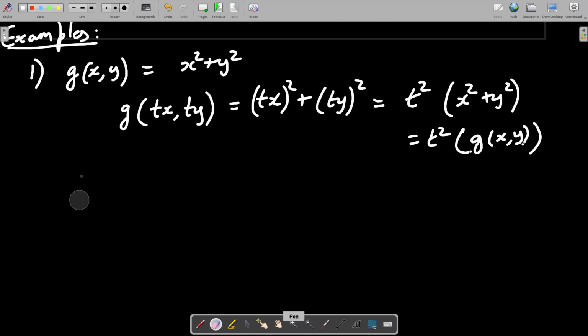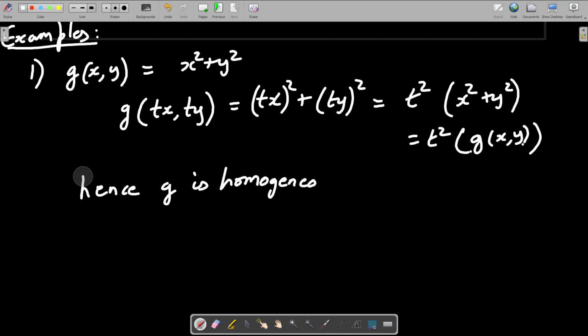So hence g is a homogeneous function of degree 2.